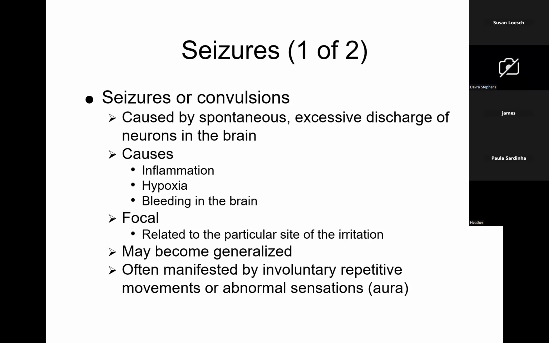Now, focal seizures are going to be at that particular site of the irritation. So wherever in the brain is irritated, that's where that seizure is occurring. It can become generalized and affect other parts of the brain. Other things that you'll see here is an aura. So an aura is something usually that a client will feel before the seizure occurs. So they may have a particular smell, they might feel a certain way in their body.